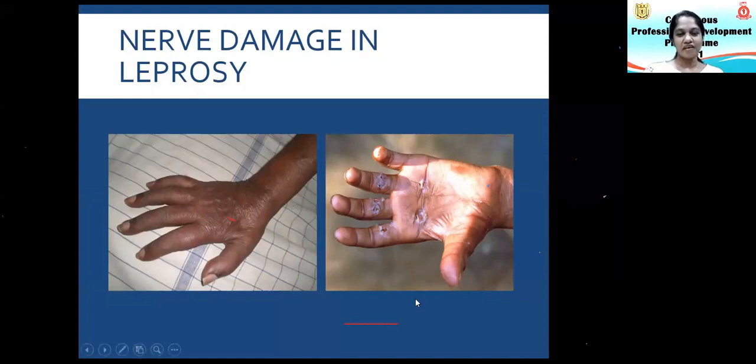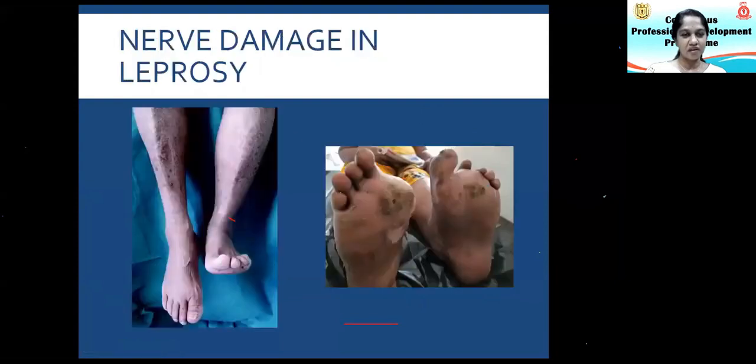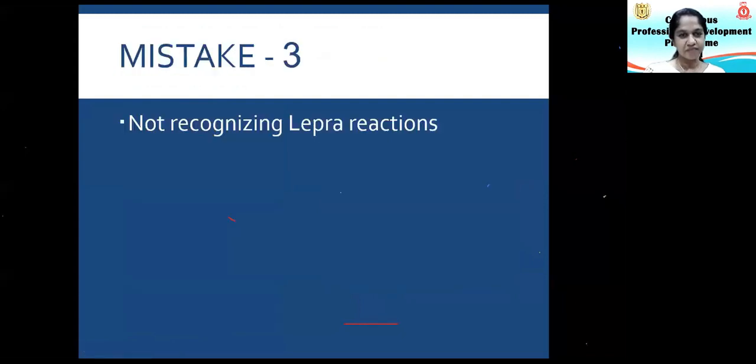And then they can also develop deformities like claw hand and later trophic ulcers. When it occurs in the foot, acute foot drop, due to the involvement of the common peroneal nerve, they can develop foot drop, and then peripheral neuropathy can lead to trophic ulcers. So it could be quite debilitating.